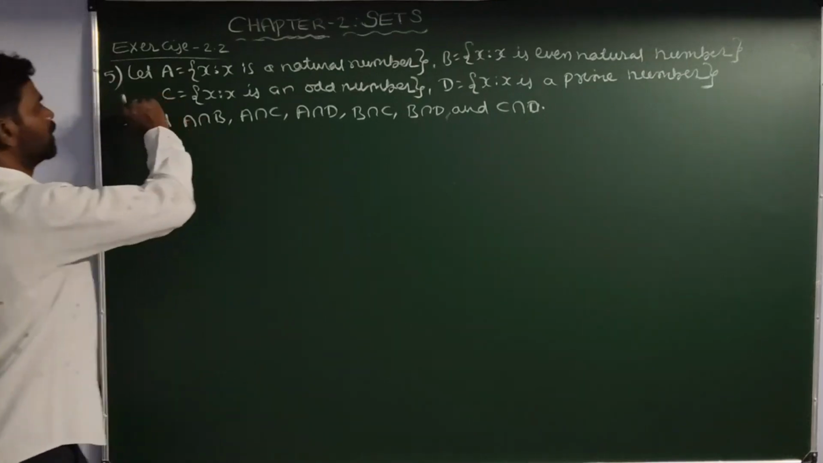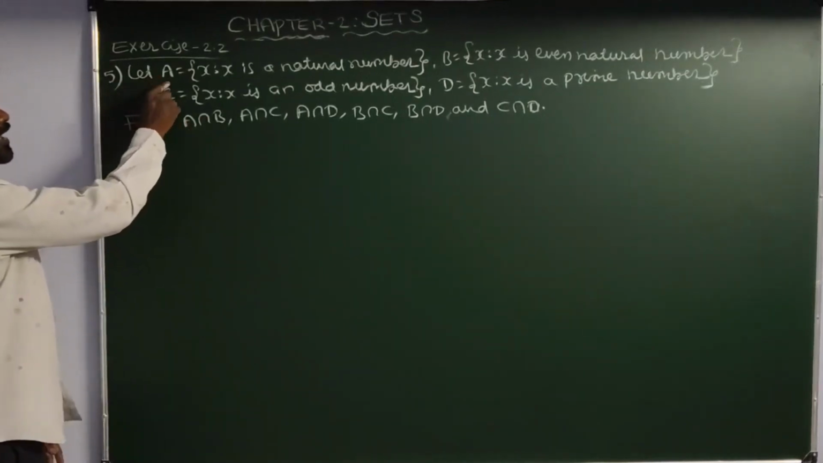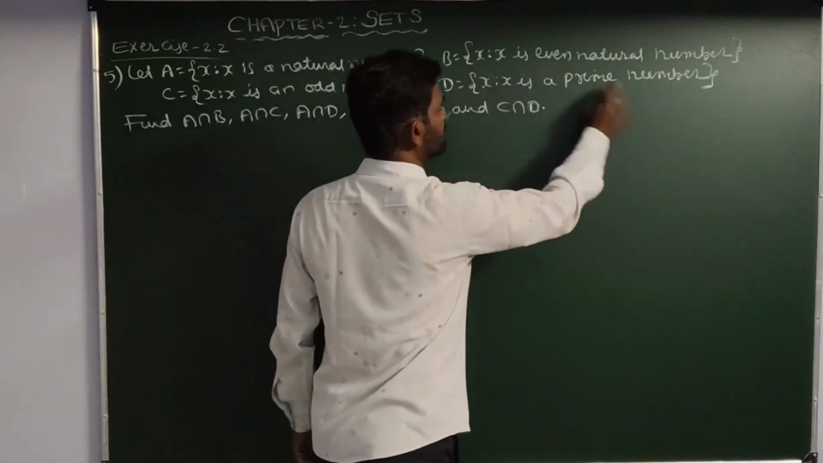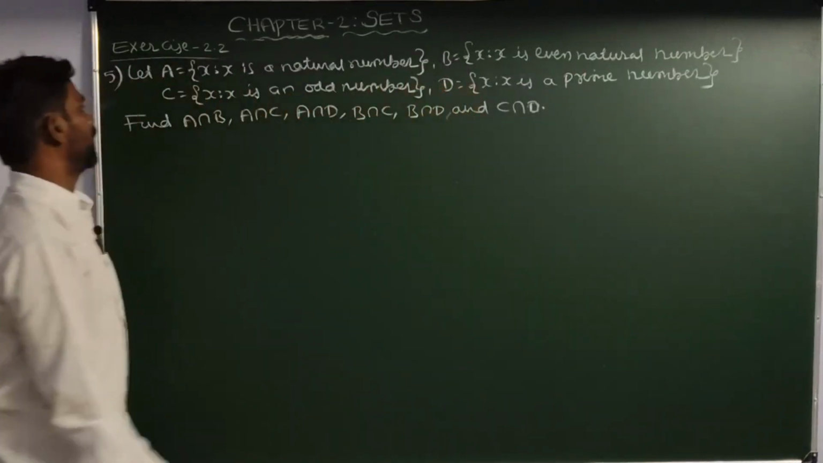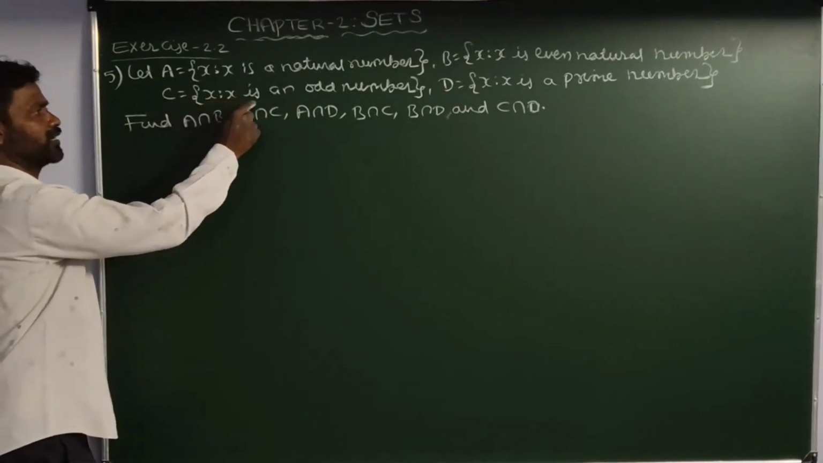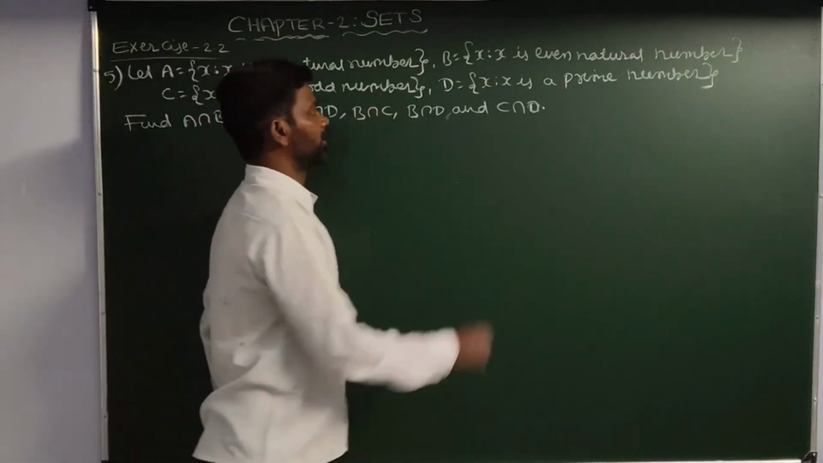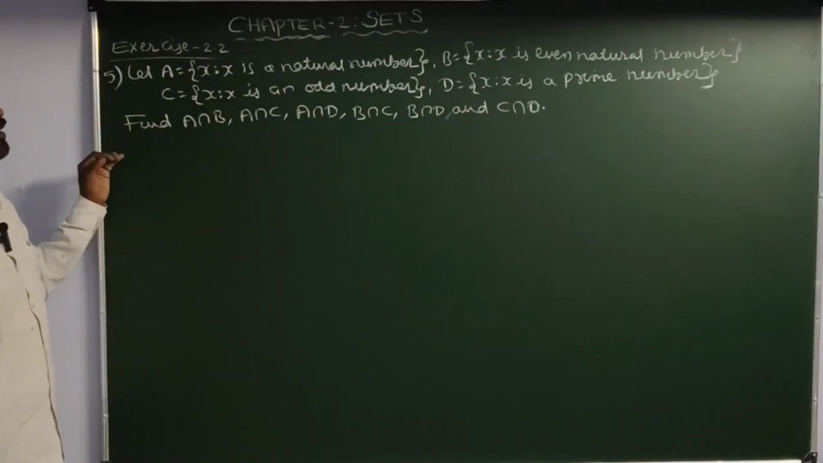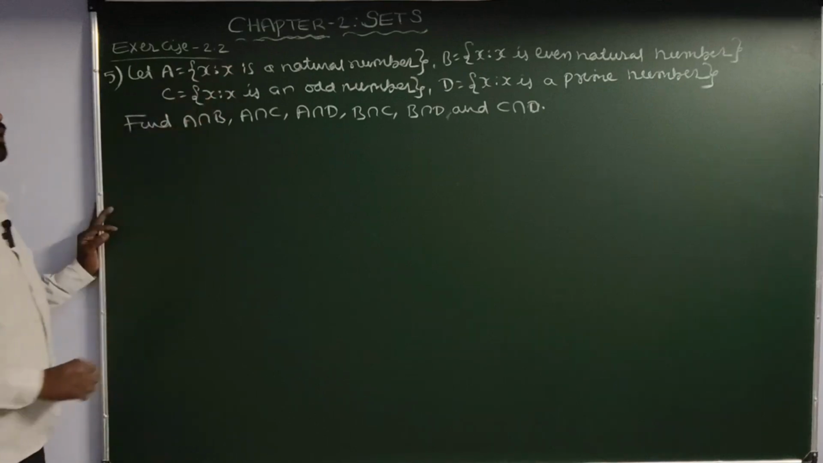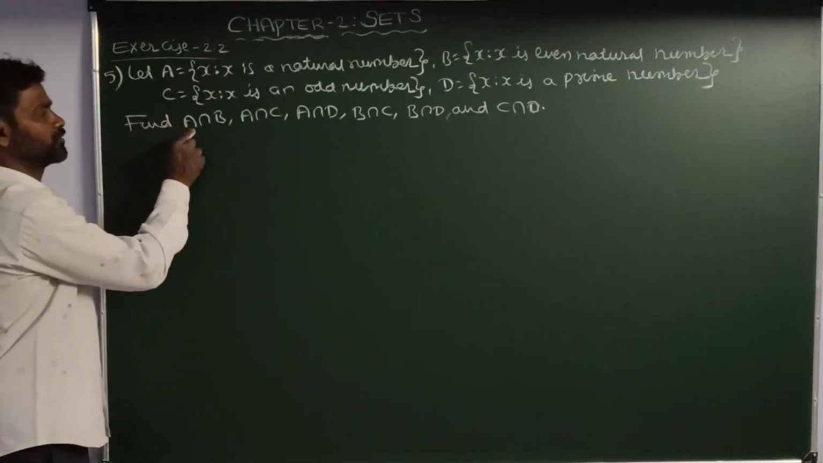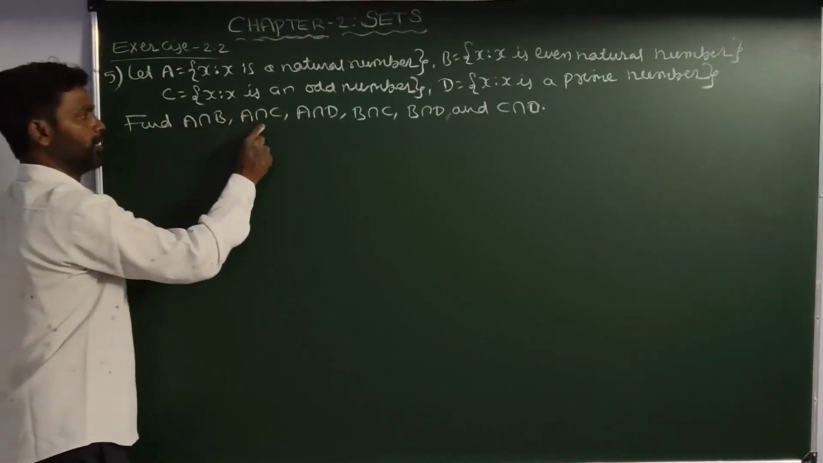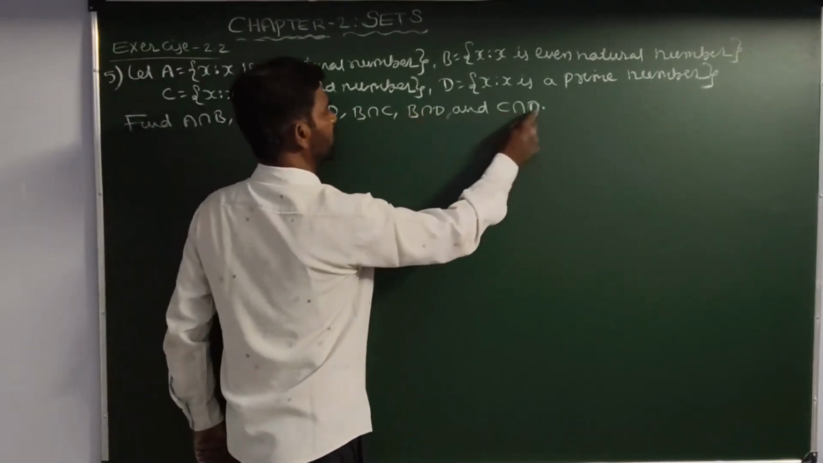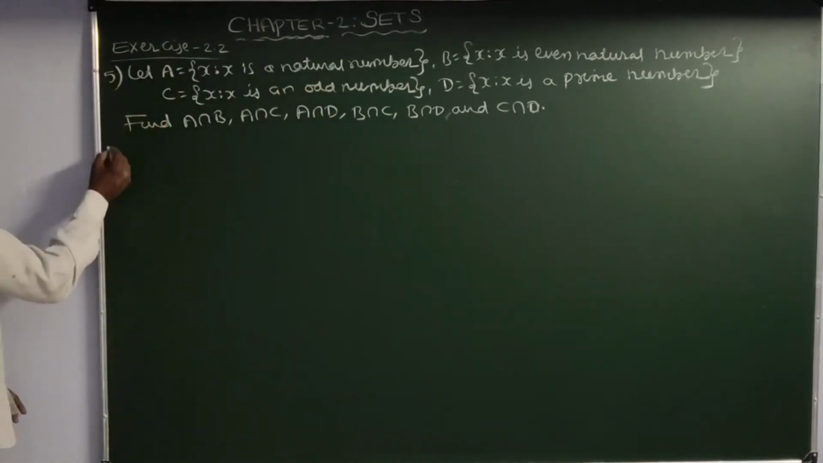Next, fifth question, students. Let us read the fifth question. Let A is equal to {x such that x is a natural number}. Set B is equal to {x such that x is an even natural number}. Set C is equal to {x such that x is an odd number}. And D is equal to {x such that x is a prime number}. All these are given in set builder form. Now we have to write in the roster form. Then we have to find A intersection B, A intersection C, A intersection D, B intersection C, B intersection D and C intersection D. Okay, first we have to write the given data.